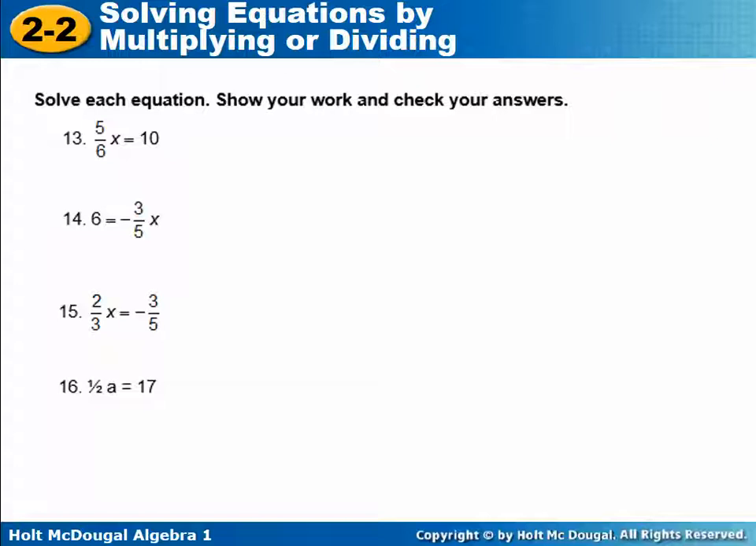These are the problems from your worksheet. Let's look at number 14 to start with. And number 14, we have 6 equals negative 3/5 times x. So I'm going to multiply by the reciprocal of negative 3/5. And the reciprocal of negative 3/5 is negative 5/3.